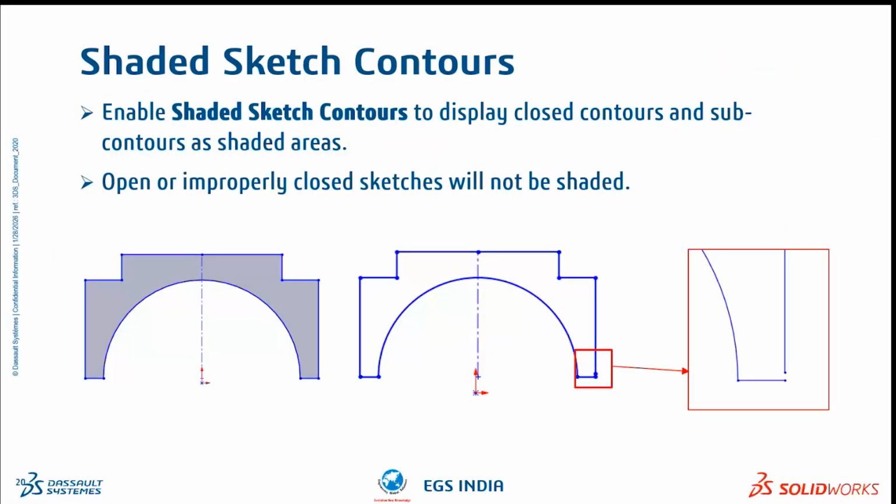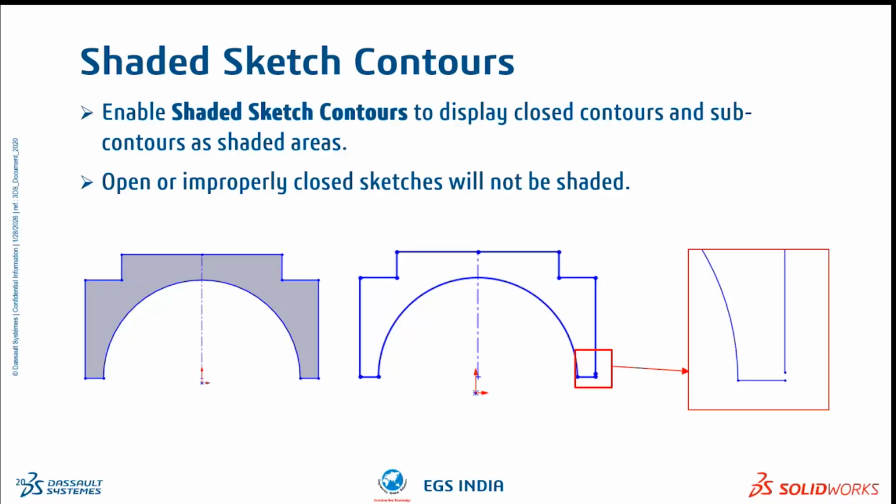Next we see the shaded sketch contour. When we turn on the shaded sketch contour, SolidWorks shows a closed sketch area shaded. This shading helps us easily see which sketch profile is completed or not. In the left side image, the sketch is fully completed, so the area is shaded. This means our sketch is correct and ready to use for features like extrude or extrude cut, whatever we use, with a fully closed area.